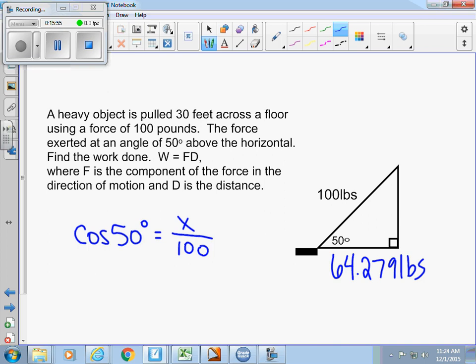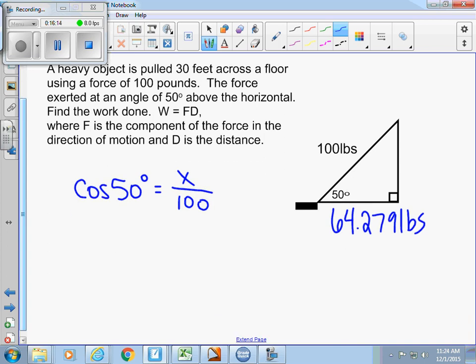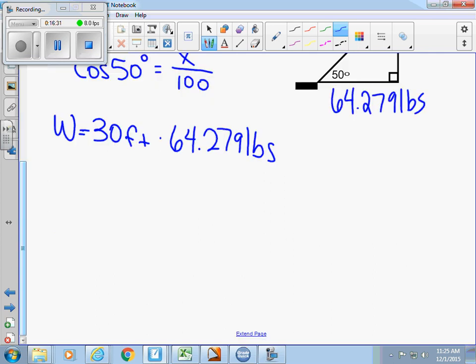Pounds, right? Because we're going to have the same units on our vectors. And so it asked me to find the work done. Good thing they told me what work was, in case I didn't know. Force times distance. I have 64 pounds of force. What's my distance that I'm going across the floor? 30 feet times 64.279 pounds. What's the number that you get?